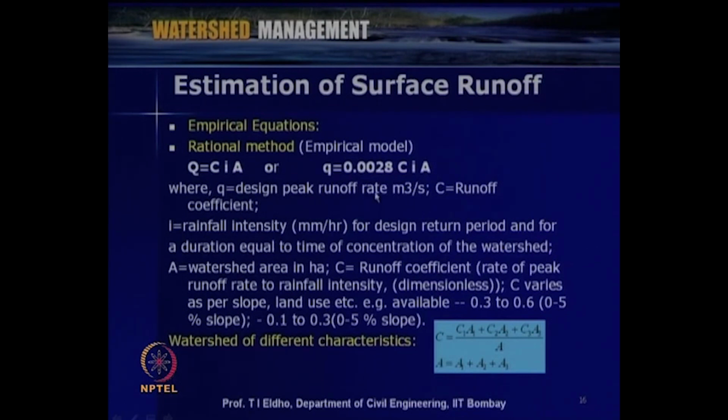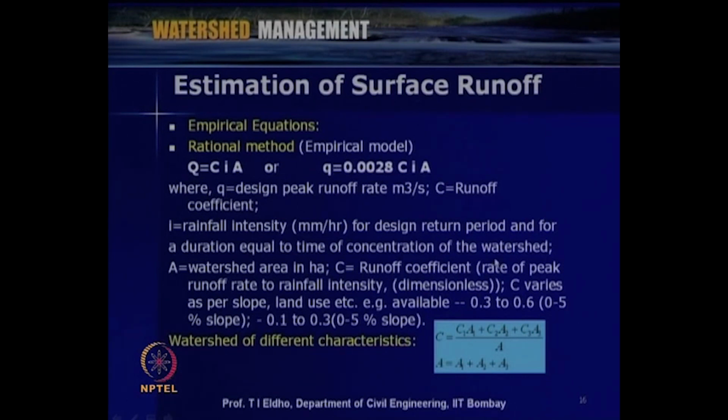is the design peak runoff rate in meter cube per second, C is the runoff coefficient, and I is the rainfall intensity in millimeter per hour for the design return period, and for a duration equal to the time of concentration of the watershed. This time of concentration is the maximum time which may be taken by a water particle from the farthest point of the watershed. We will be discussing this in the coming slides. And A is the watershed area in hectares.